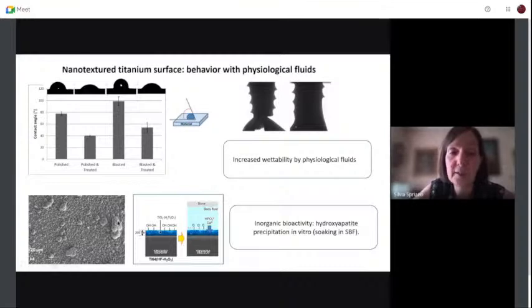And if you put this surface in contact with SBF, that is an inorganic solution with the same chemical composition in terms of salts as biological fluids, you can see the precipitation of hydroxyapatite, because the presence of the deprotonated hydroxyl groups is able to attract calcium from the simulated biological fluid, and then phosphate, and to get the precipitation of hydroxyapatite, that is the mineral component of bone.